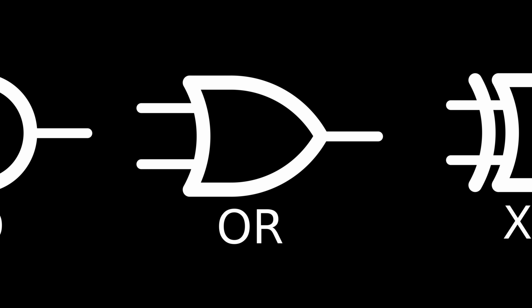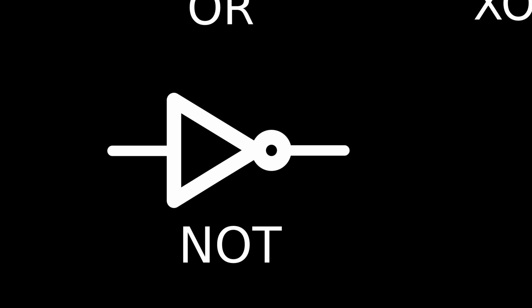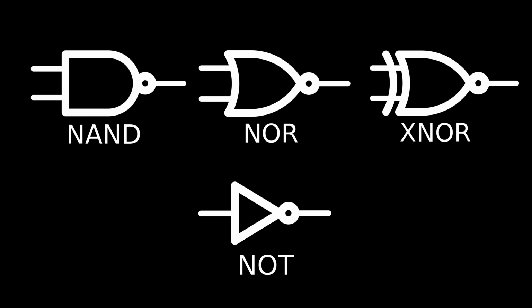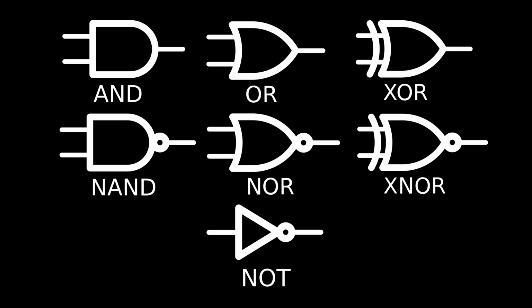The AND, OR, XOR and NOT gates, along with the NAND, NOR and XNOR gates, are the 7 basic logic gates that we'll go through one by one in this video. The first logic gate that we'll look at is the AND gate.